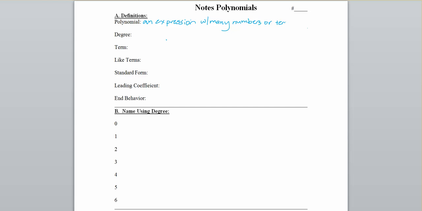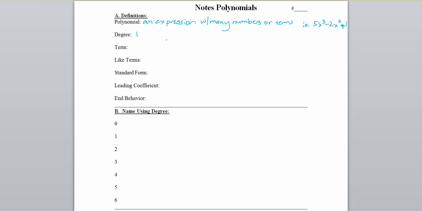An example of a polynomial would be, let's just make something up, 5x to the third minus 2x squared. Right? You can have numbers, we can even put like +1. You can have different degrees in there, it doesn't totally matter, it's just an expression with many numbers or terms.